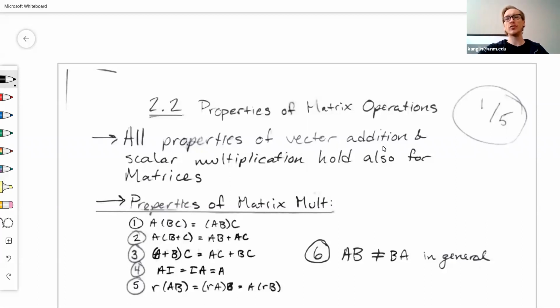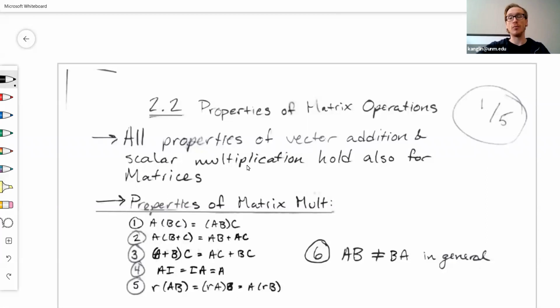All properties of vector addition and scalar multiplication hold also for matrices. And so this makes things pretty easy, right? All the definitions and all the processes we know for doing arithmetic and algebra on vectors, it's going to be the same rules for matrices.